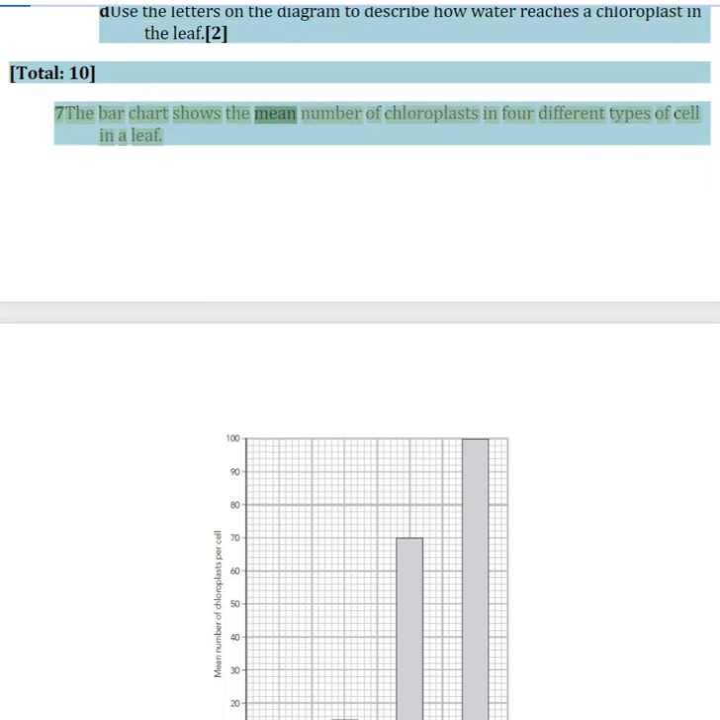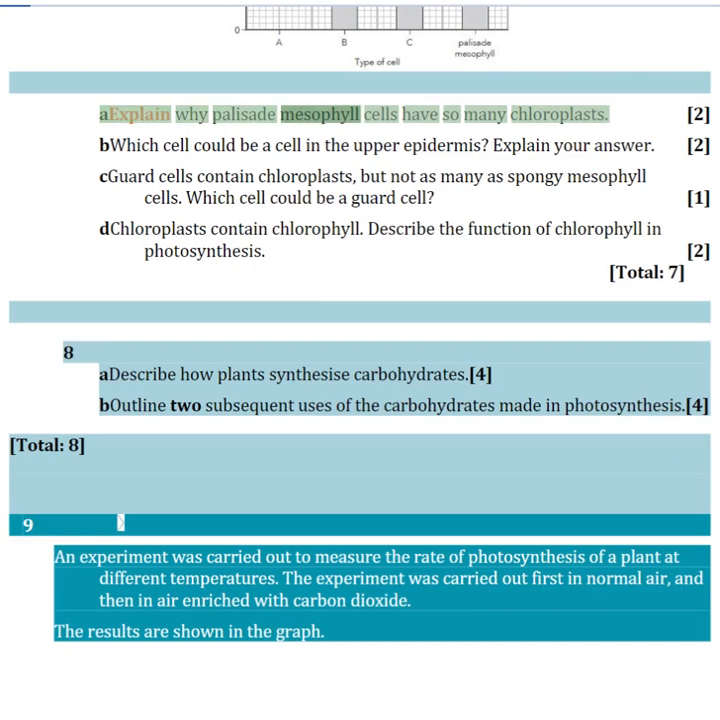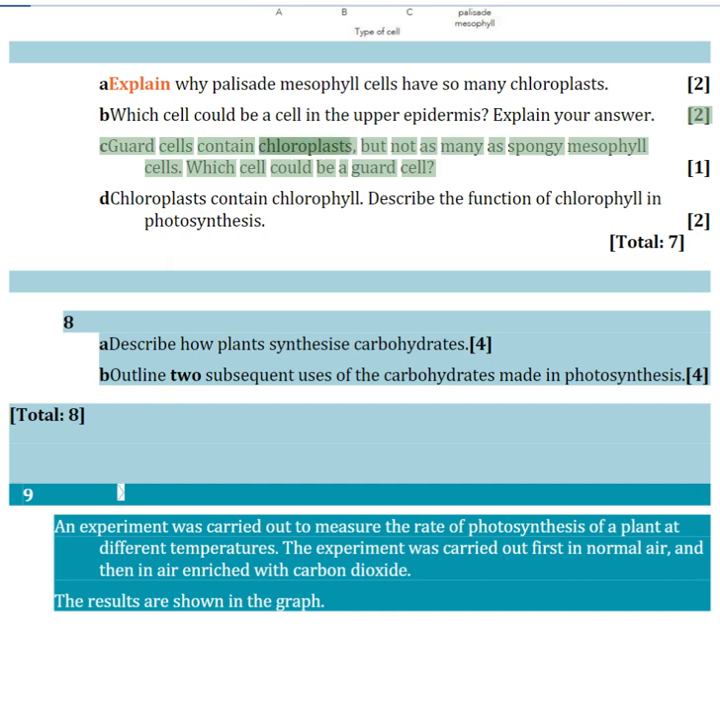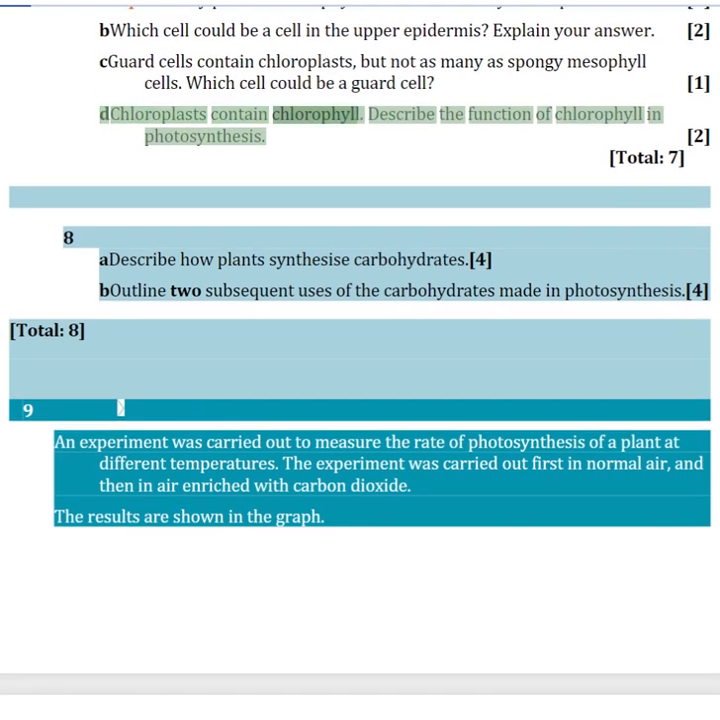7. The bar chart shows the mean number of chloroplasts in 4 different types of cell in a leaf. A. Explain why palisade mesophyll cells have so many chloroplasts. B. Which cell could be a cell in the upper epidermis? Explain your answer. C. Guard cells contain chloroplasts, but not as many as spongy mesophyll cells. Which cell could be a guard cell? D. Chloroplasts contain chlorophyll. Describe the function of chlorophyll in photosynthesis.